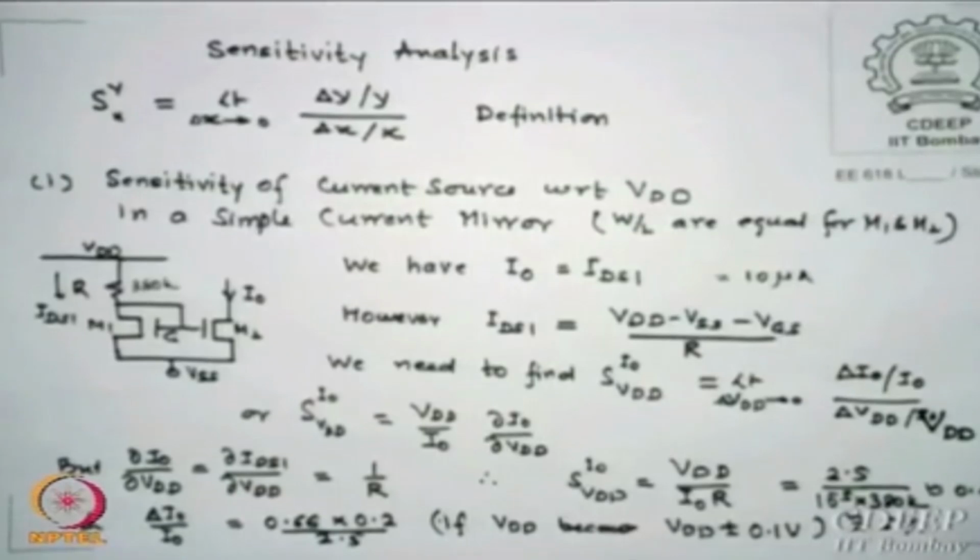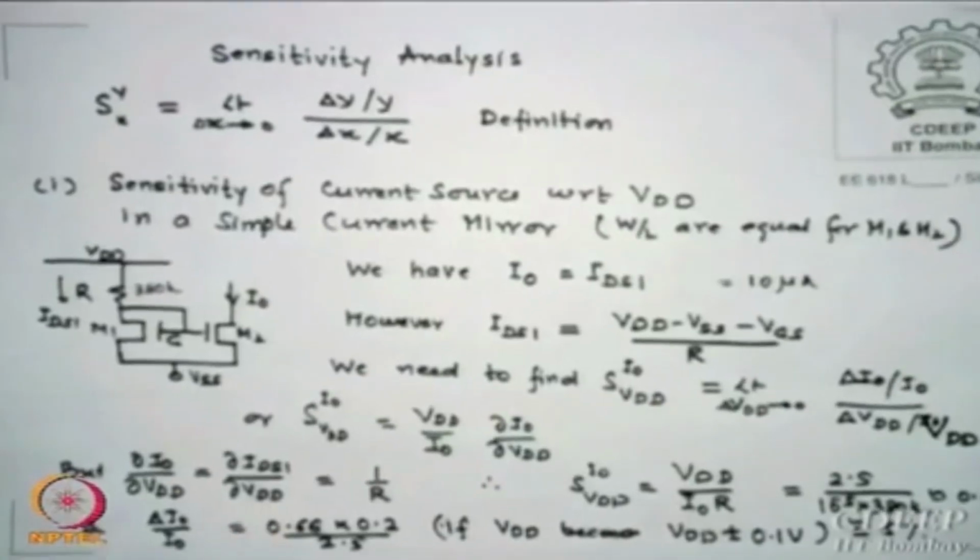So this gives me a sensitivity of 0.66. If I want to know the change in current I0, then 0.66, 0.2 upon 2.5, which means if VDD has a change of plus or minus 0.1 volt, this is the kind of percentage variation you can get in I0. Is that clear? So this is the sensitivity, how much I0 will change if VDD changes, is that correct?